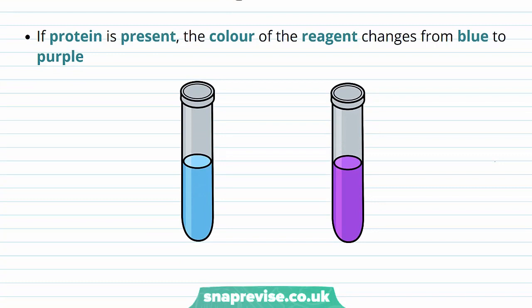If there is protein present in our sample, i.e. if those peptide bonds are detected, then the colour of the reagent or the mixture changes from a blue colour to a purple colour. So it starts out as being blue just before the test, or it stays blue if there are no proteins, and if proteins are present, it changes to a purple colour.